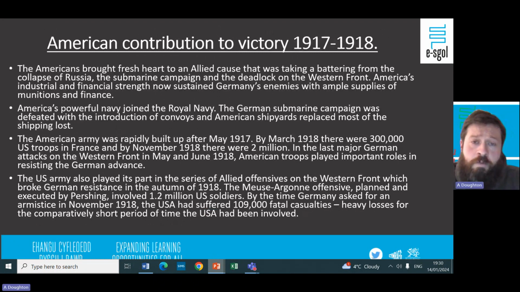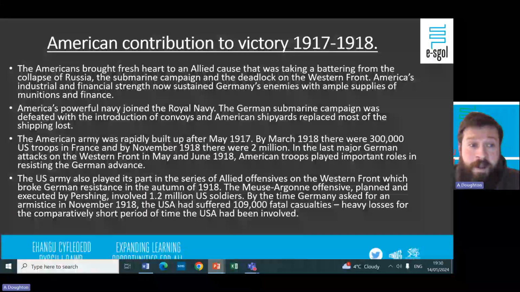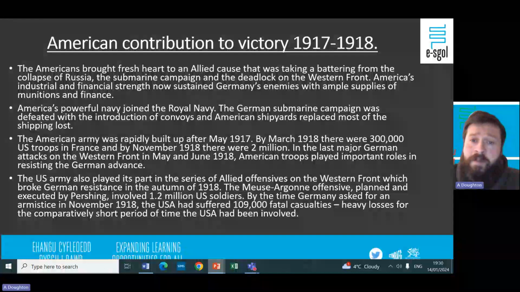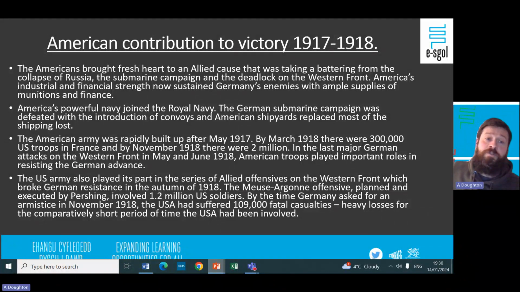Now, they were crucial in the defeat of the Germans in 1918. It was starting to look like the Allies were going to lose this war. However, America breathed new life into this war, especially for Britain and France. So America's powerful navy joined the Royal Navy. The German submarine campaign was defeated with the introduction of convoys, and American shipyards replaced most of the shipping lost at a very quick, impressive rate. America built their army quickly, and by March 1918, there were over 300,000 US troops in France. By November 1918, there were 2 million.